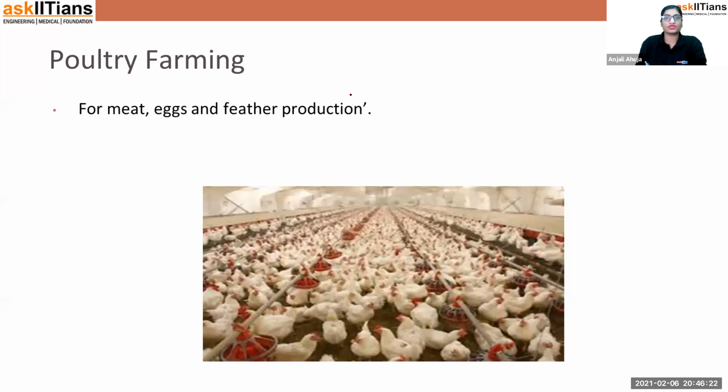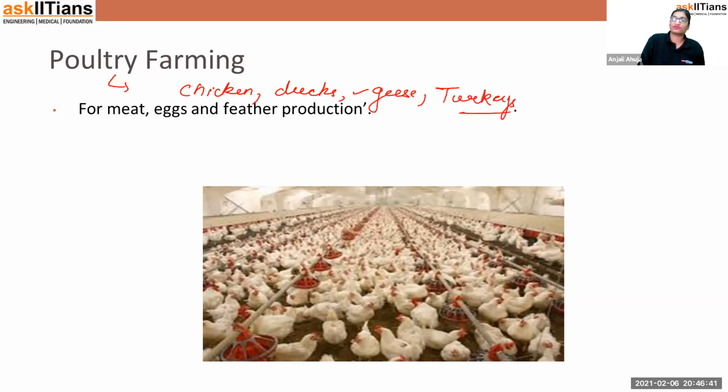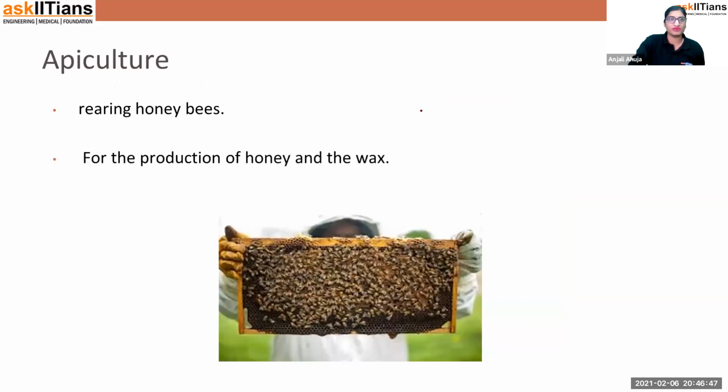Let's talk about the next one, which is poultry farming. Poultry farming means taking care of, rearing, the poultry animals. That includes chicken, ducks, geese, turkey, all these kinds of animals that are used for meat. But it's not only meat; egg production and feather production are also there.